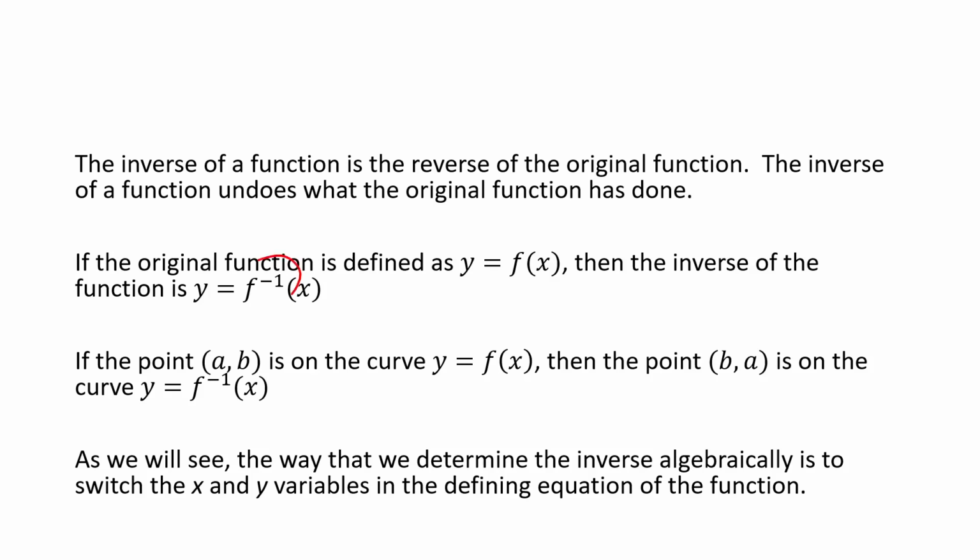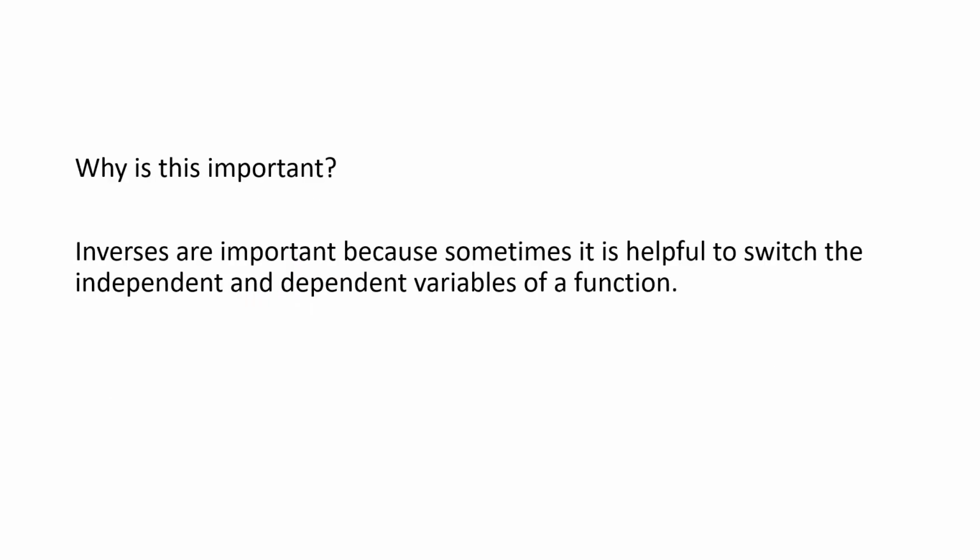This -1 up there looks like an exponent. It does not operate as an exponent. It's just a symbol for f inverse. If the point (a, b) is on the curve y equals f of x, then the point (b, a) is on the curve y equals f inverse of x. As we will see, the way that we determine the inverse algebraically is to switch the x and y variables in the defining equation of the function.